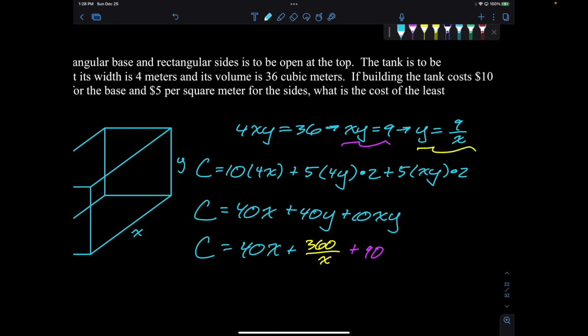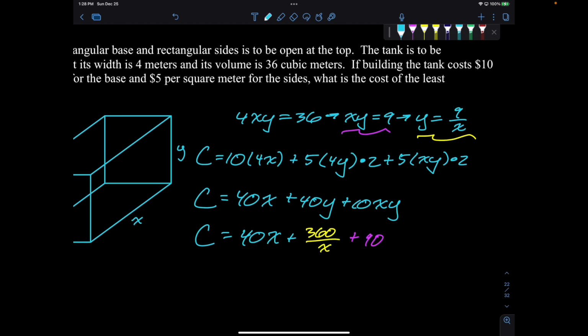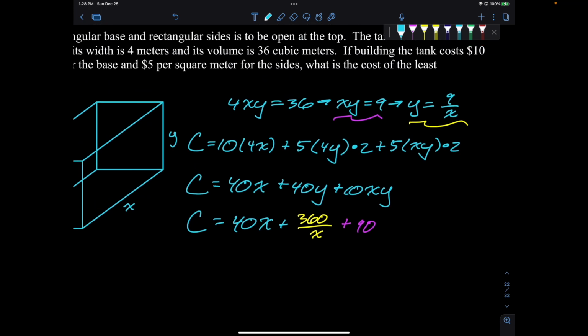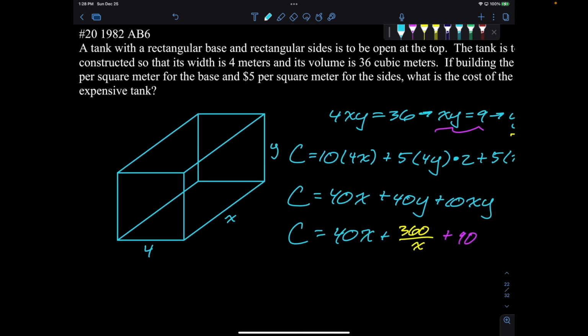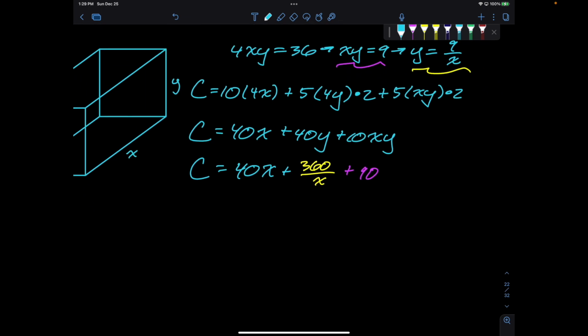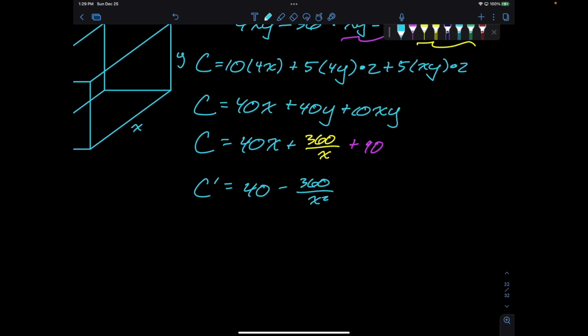Now I'm going to go back to the same color, just to highlight what has happened here. We're trying to maximize this thing. Maximize, least expensive. We're trying to minimize this thing. C prime is 40 minus 360 over x squared. Got to figure out what makes this 0, right? So C prime equals 0. Common denominator, 40x squared minus 360 over x squared is 0.